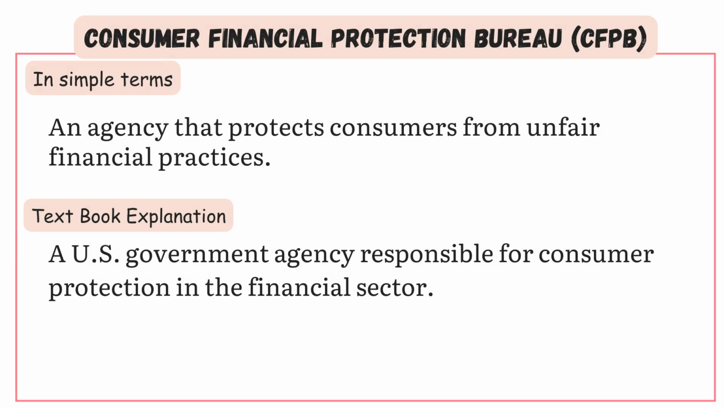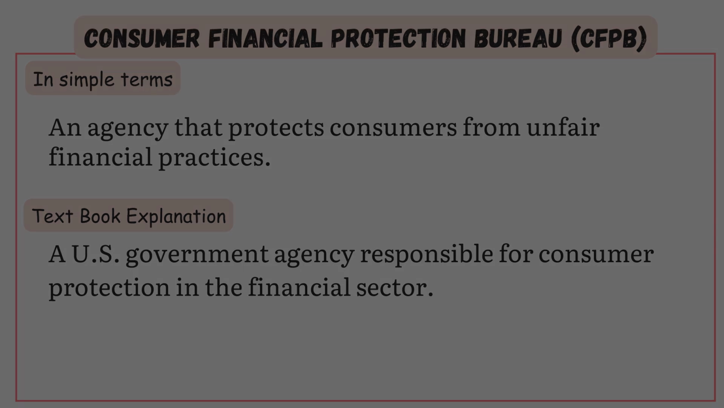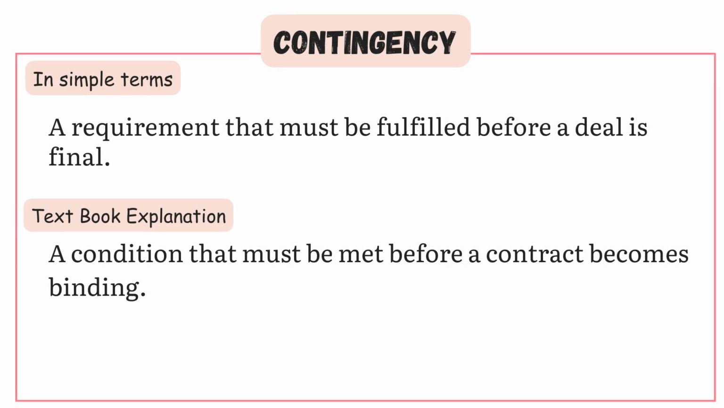Consumer Financial Protection Bureau, CFPB. In simple terms, it is an agency that protects consumers from unfair financial practices. As per textbook definition, Consumer Financial Protection Bureau, CFPB, is a U.S. government agency responsible for consumer protection in the financial sector. Contingency. In simple terms, it is a requirement that must be fulfilled before a deal is final. As per textbook definition, contingency is a condition that must be met before a contract becomes binding.